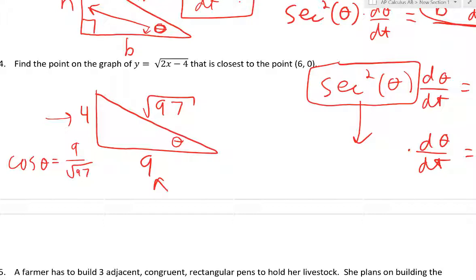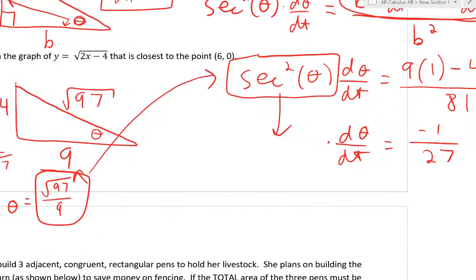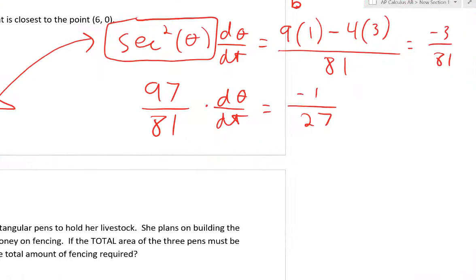So secant of theta must be root 97 over 9. That's the reciprocal of cosine. So I'm going to take that and use it to drop in here to what secant squared is. But because it's secant squared, not secant, I actually have to square it. So if secant is root 97 over 9, then secant squared is 97 over 81. Okay, and that boils this whole equation down to really simple here.